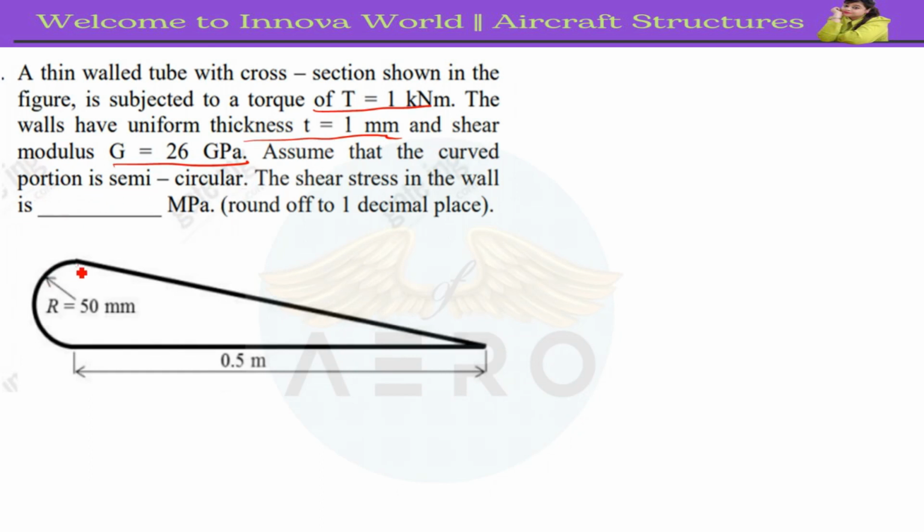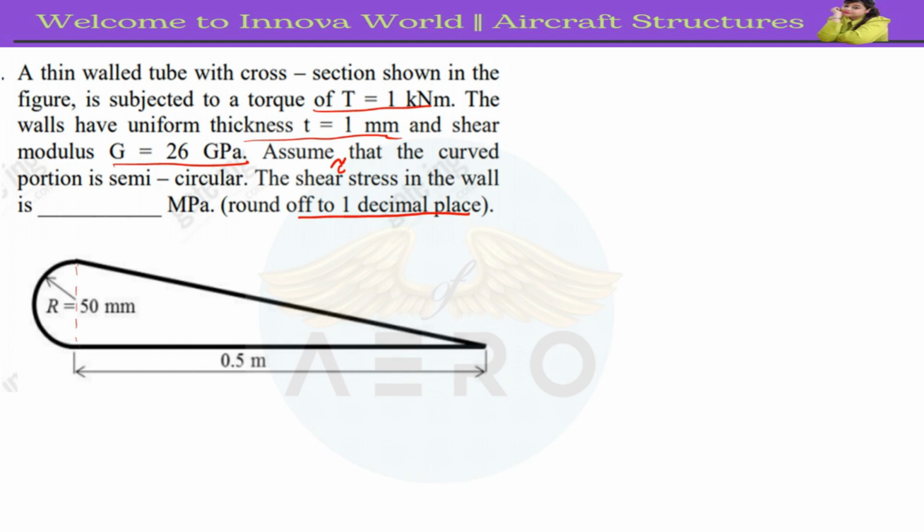Okay, so this is the semicircular. The shear stress in the wall is... So here you need to find out the tau value. Round off to 1 decimal place. See, these are all online exams, so everything has been predefined. So if they're asking for 1 decimal place, you have to write in 1 decimal place only. So you have to take care and read the question very carefully.